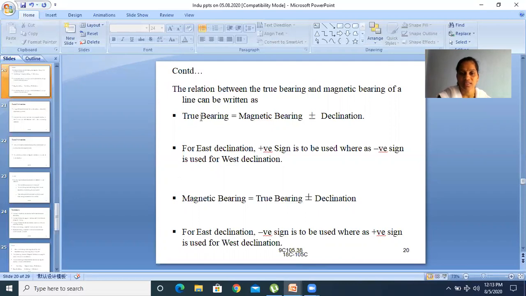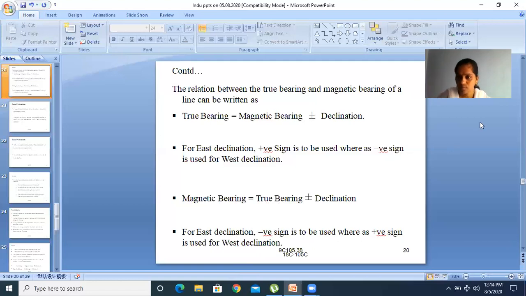So this is the declination formula. True bearing is equal to magnetic bearing plus or minus declination. So use positive sign when declination is east, and use negative sign when declination is west. That is in order to calculate the true bearing. And if you want to calculate the magnetic bearing, then magnetic bearing is true bearing plus or minus declination. So here use negative sign when declination is east, and use positive sign when declination is west. So these are the formulas you can remember.